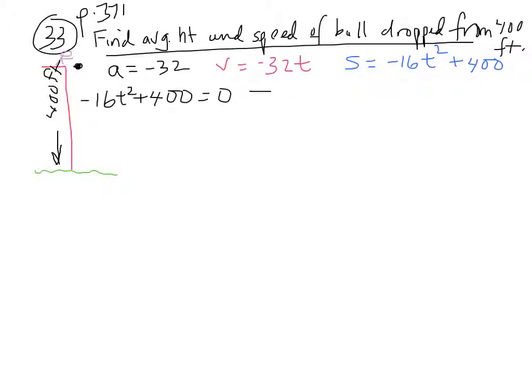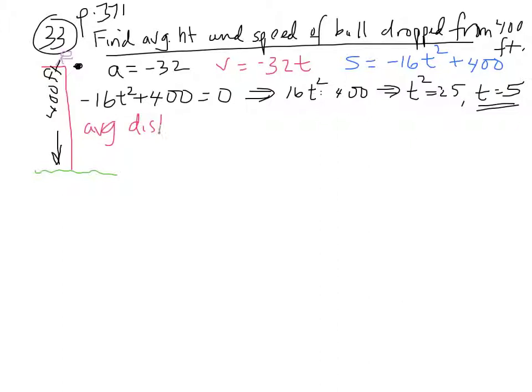And when we solve that, we get 16t squared is equal to 400. And 400 is just 16 times 25, so that's the same as t squared is equal to 25. Or t is equal to 5. So the flight of the ball is going to take 5 seconds.